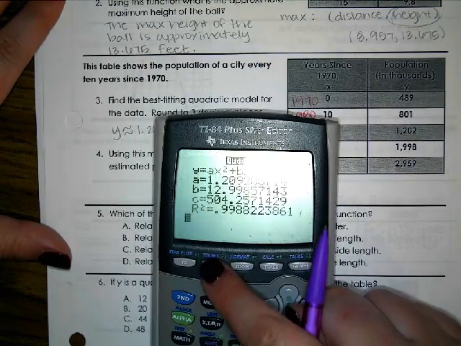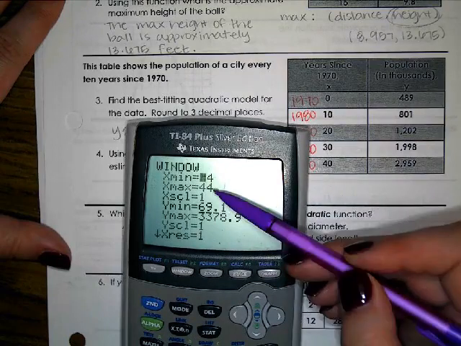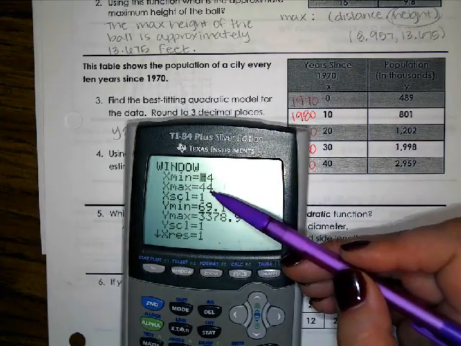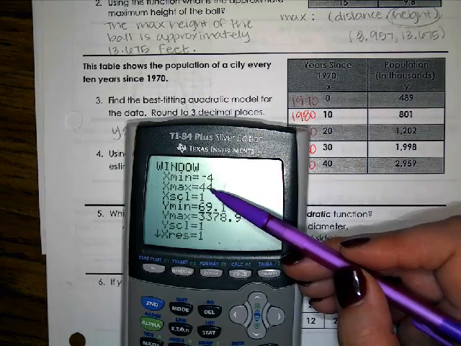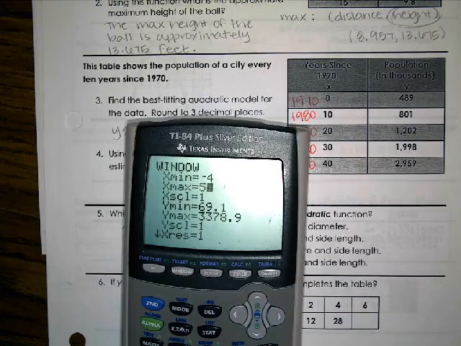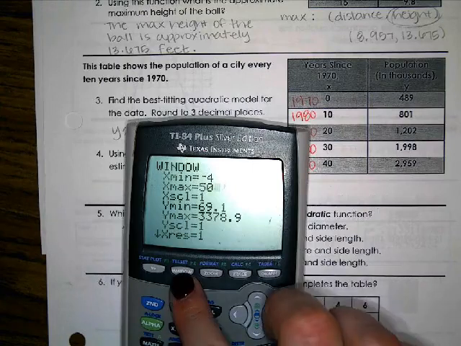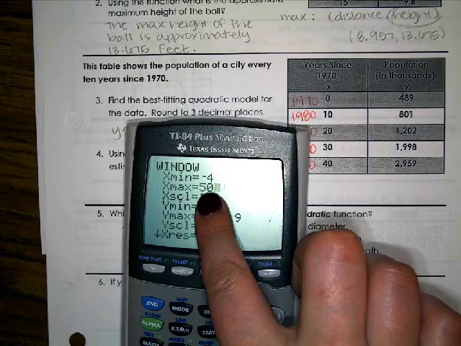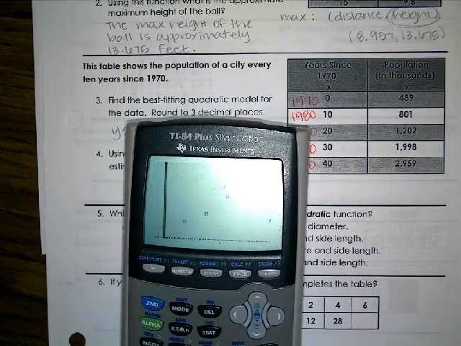So I'm going to take the window and change it so it goes at least to 50. I did that in the window button, right here. That's where I'm changing the max of the x value to 50. And then I'll graph it again. It's going to look about the same, just a little bit bigger. And now I can hit second trace. For option number 1, I can find the value of the function when I plug in 50.